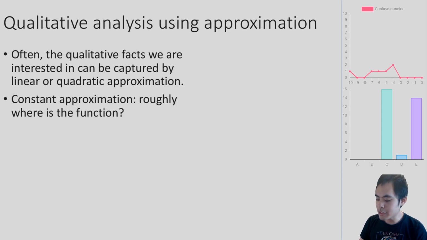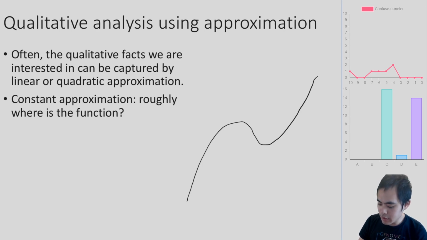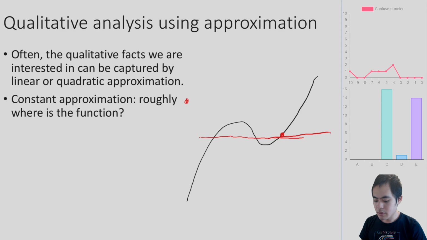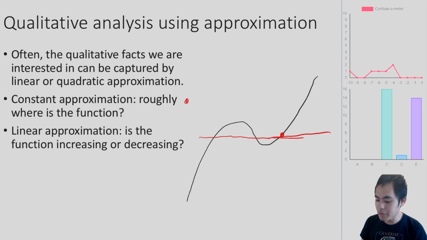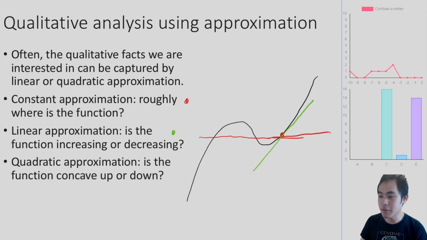So a constant approximation isn't necessarily that great. You might have some function like this, and at some point, let's say here, a constant approximation is just the straight line. Whereas a linear approximation at that point would tell you if the function is increasing or decreasing. So that would be this line here, which is a better approximation because that's the tangent line, right? And the quadratic approximation tells you if the function is concave up or concave down. So in this particular case, your quadratic approximation might look something like this.